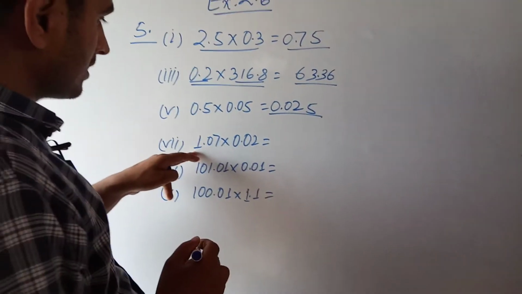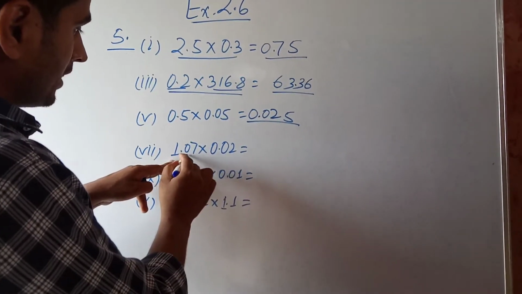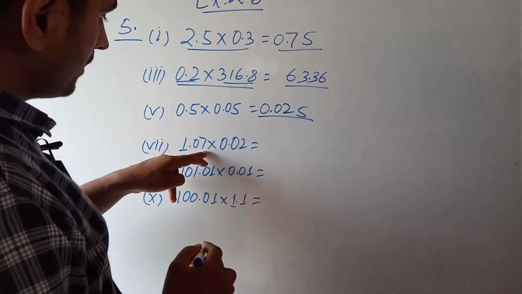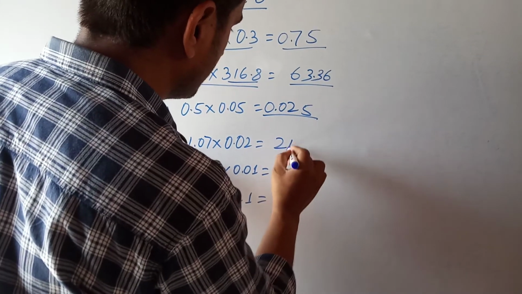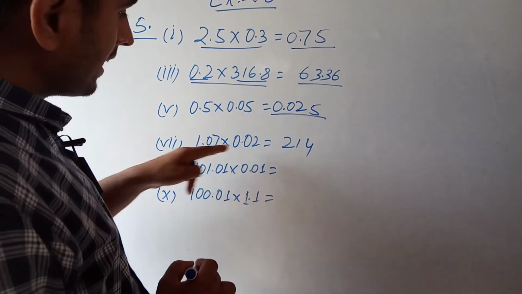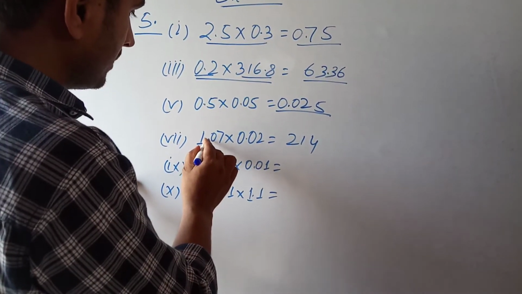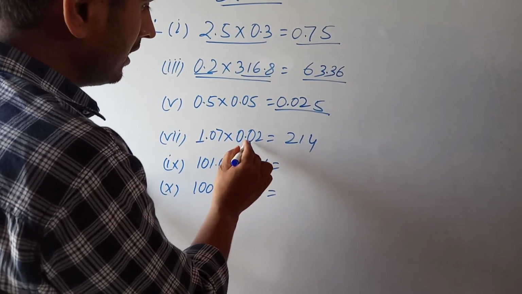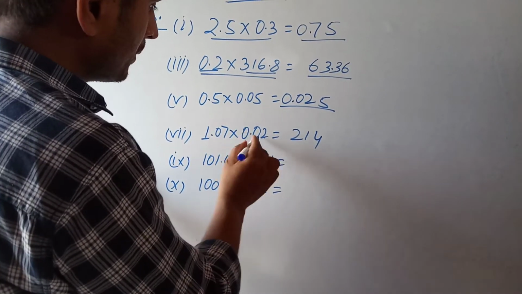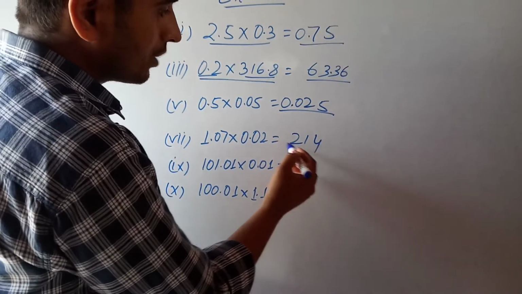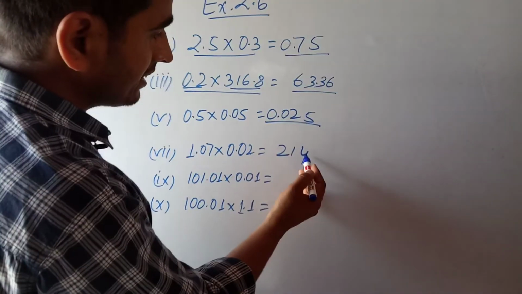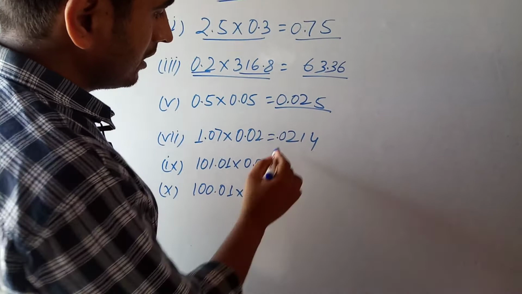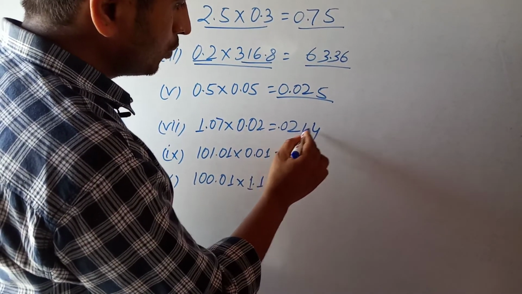Again coming to number 7. We have to multiply this number. First forget this decimal, it will be 107 into, forgetting this decimal, 2. So 107 into 2, that is 214. And then put the decimal. Here we see that after the decimal there are 2 digits in the first number, and in the second number after the decimal there are 2 digits. So 2 plus 2 is 4 digits. So in the product we will put the decimal after 4 digits. 1, 2, 3, 4, and then the decimal. So it will be 0.0214.